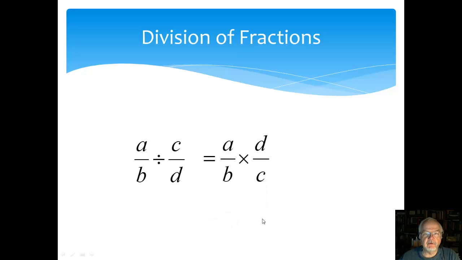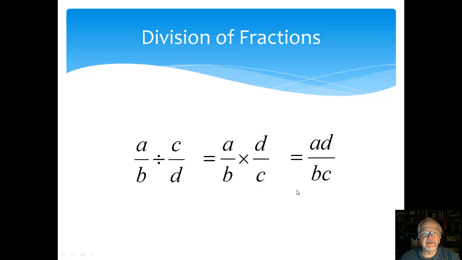And basically the trick is you take the division problem, you take the dividend and you copy it. Then you change the division sign to a multiplication sign. Then you take the divisor, which is the number that appears after the division sign, and you flip it. And then you multiply, as you've learned before, numerators times numerators and denominators times denominators. So in this case you get A times D equals AD, and B times C equals BC.